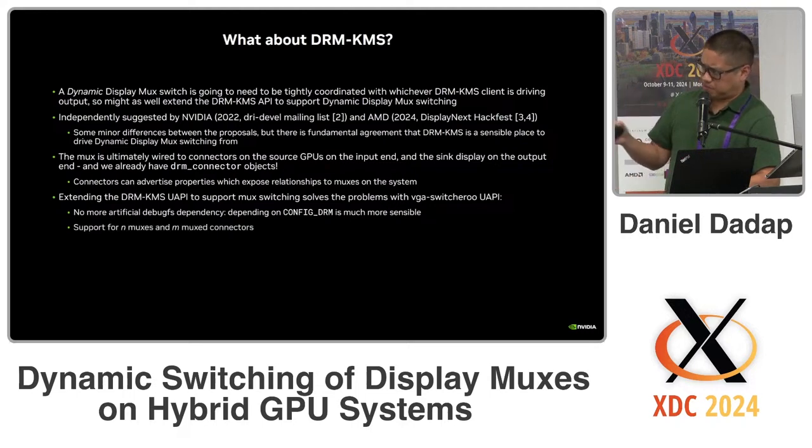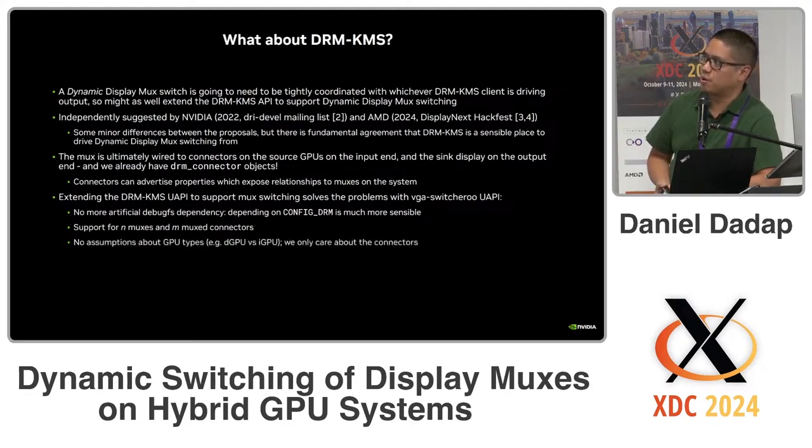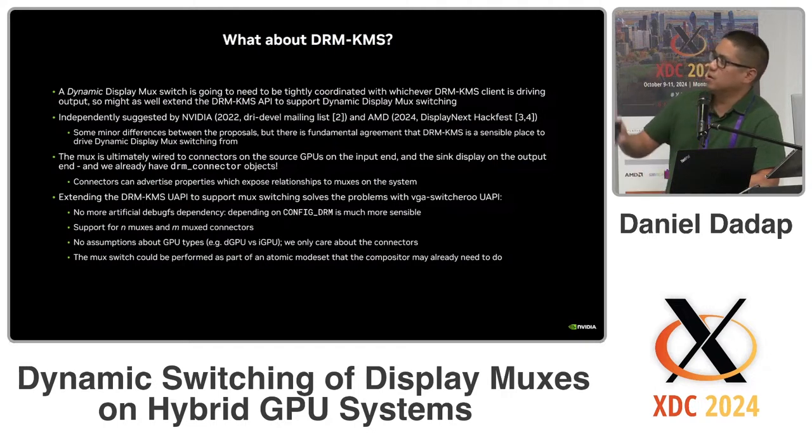And the big one also is because we're talking about things at connector level granularity, you can support any number of mux connectors on any number of muxes. And those muxes could also have any number of connectors on them. It doesn't have to be two. You definitely expand the space of hardware configurations that you can support. And we also eliminate the assumption that the connectors on the mux are going to be exactly one discrete GPU and one integrated. You might have other configurations. You might even want to mux connectors on the same GPU for reasons I'm not creative enough to imagine.